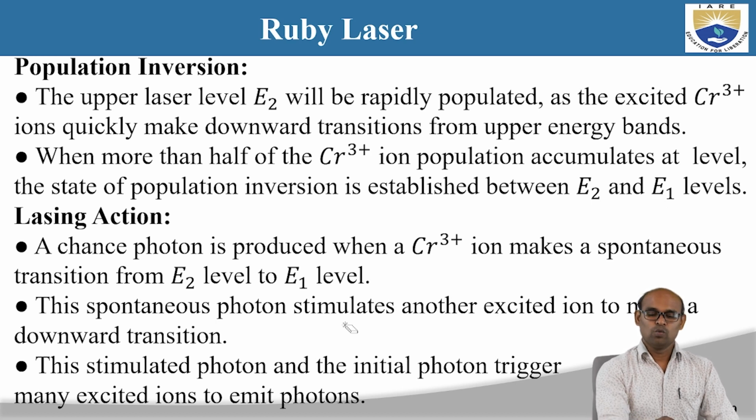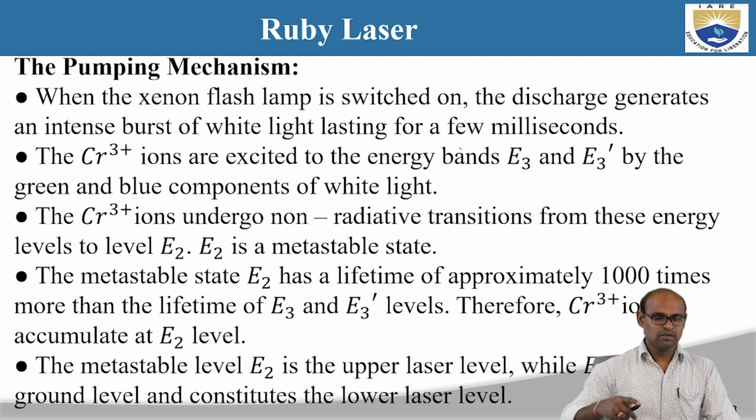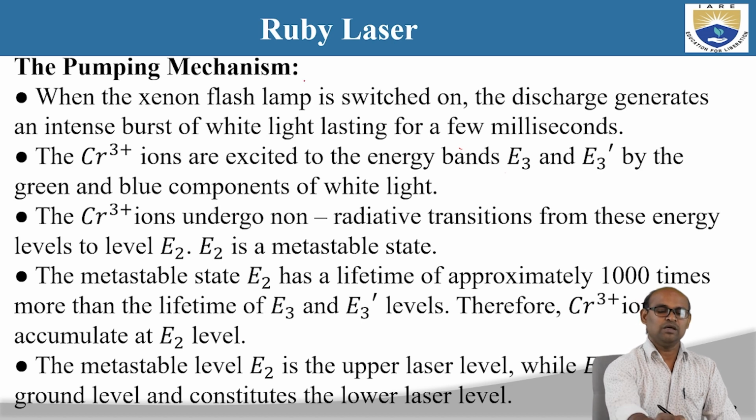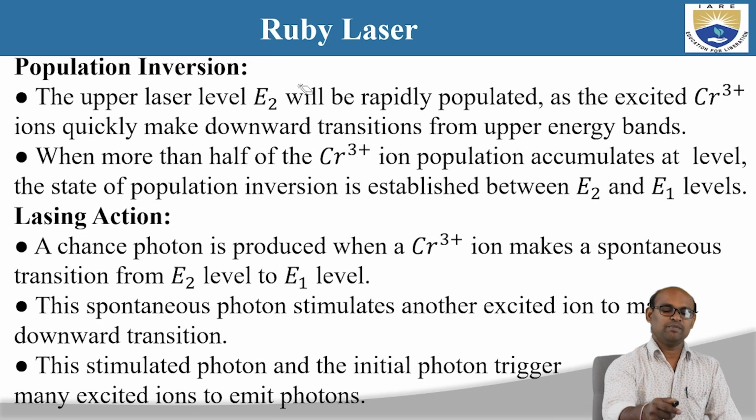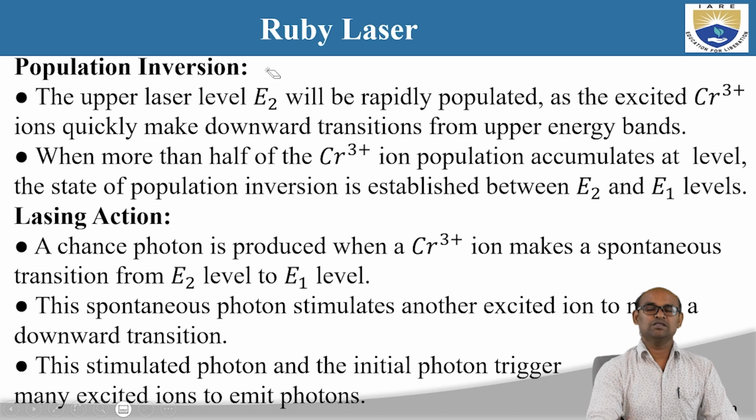Now, once we achieve population inversion, next we are going to see the lasing action. The first step is pumping. In lasing action, we have discussed there are 5 steps. The first step is pumping, and pumping is done. The second step is population inversion, and population inversion is done. The third step is spontaneous emission, the fourth step is amplification, and the fifth step is oscillation. So let us see how these later steps are obtained.